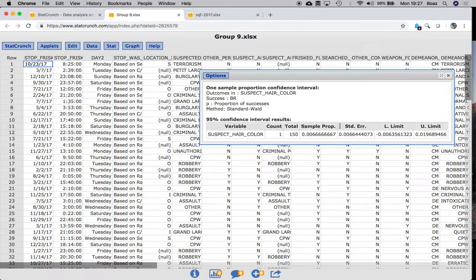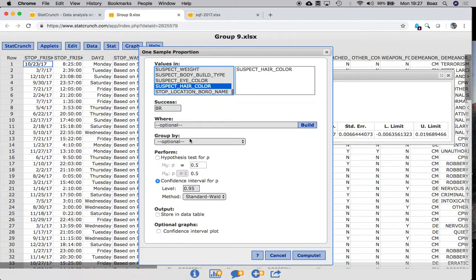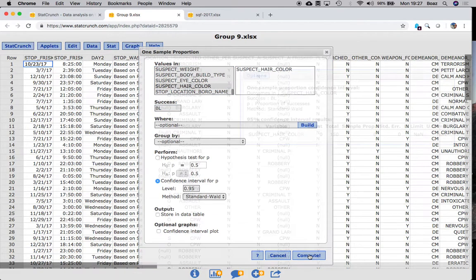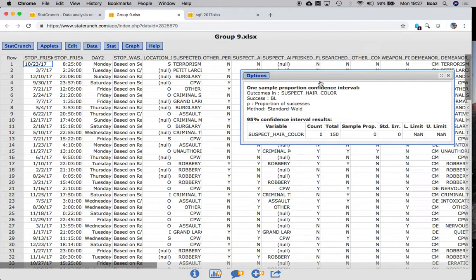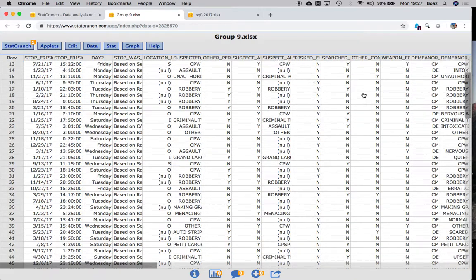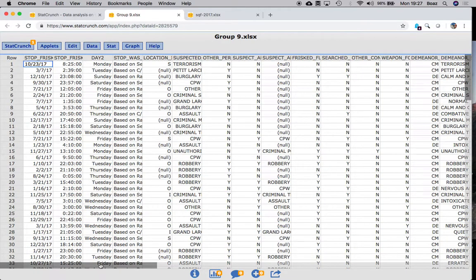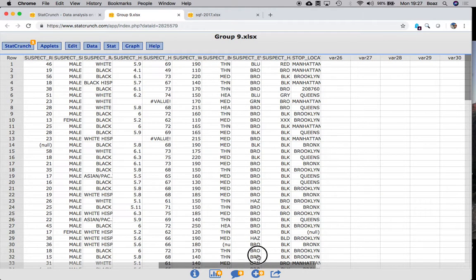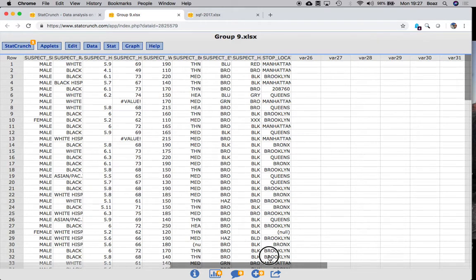And when I do compute, it says there was only one BR out of all of those, so I'm not going to do that. Let's change it to BL. And forgive my muddling around here. Didn't like that one either. So let's go over here and look at suspect hair color and see what it is we're dealing with that I have to have in this case. So there we go. It was BRO for brown, BLK for black. So that was why that didn't work.